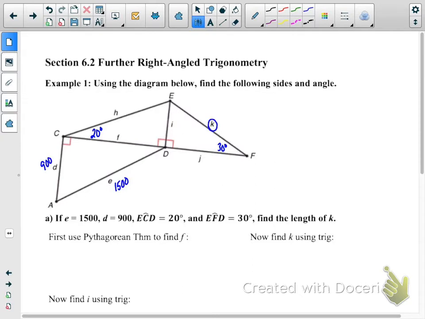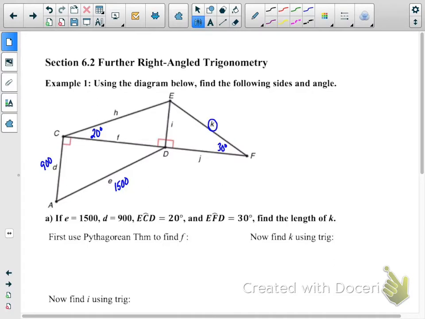Well, the problem is I don't have enough information in this triangle to find K. To find K, I could use Pythagorean theorem if I knew these two sides. I could use trig if I knew another side and an angle, and I don't. So let's look over here. Do I have enough information here to give me a side maybe? No. Okay, how about down here? Well, down here I know two sides, so I could find that third side. So that's where I'm going to start.